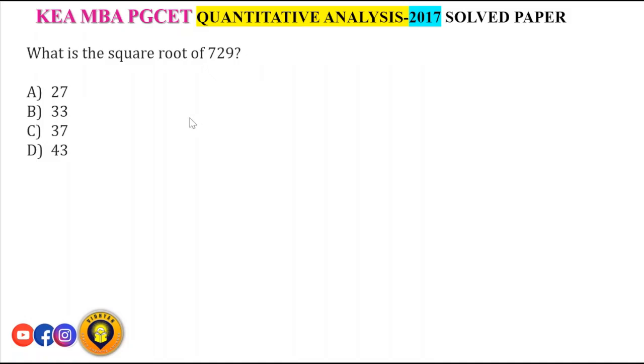What is the square root of 729? This is easy, right? The square root of 729 is 27.